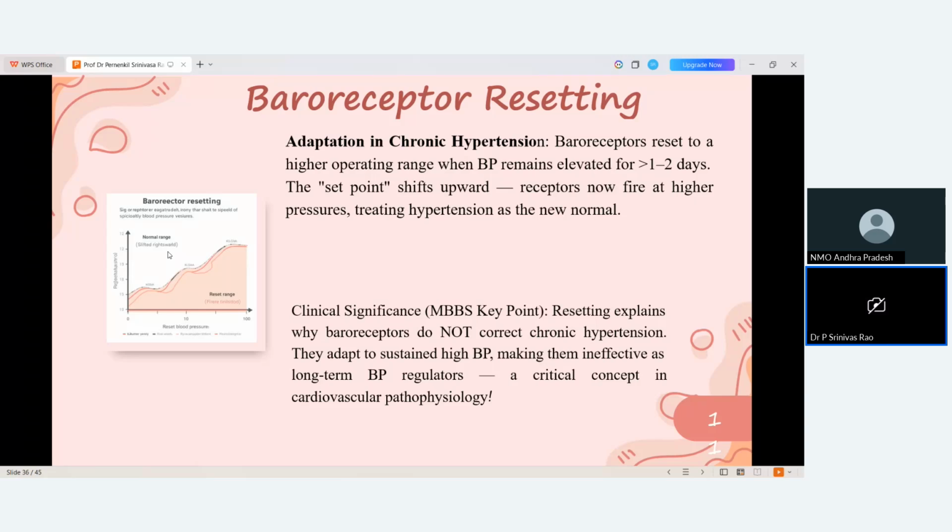So resetting explains why baroreceptors do not correct chronic hypertension. They adapt to sustained high BP, making them ineffective as long-term BP regulators. A critical concept you have to remember. Okay.